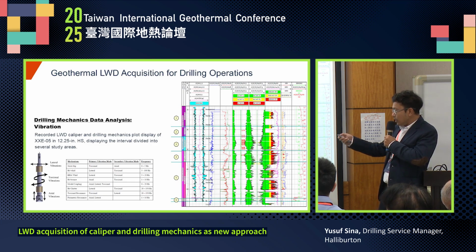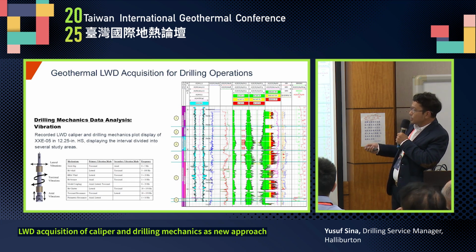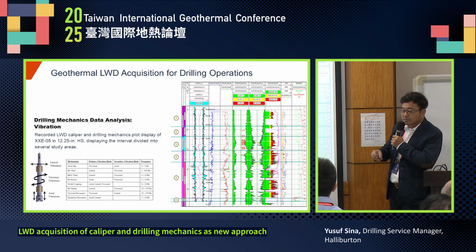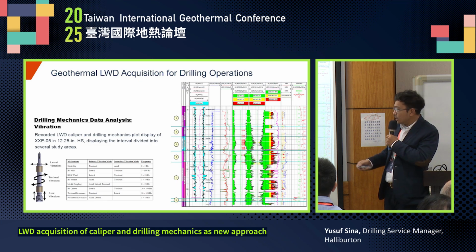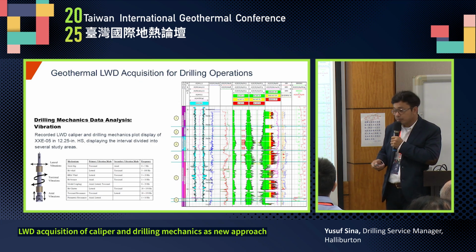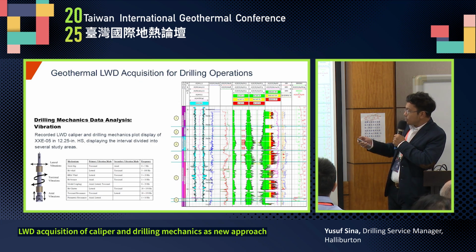We also developed our own system, which we call the traffic light system: green, yellow, and red, right? The green represents that we are in a safe condition, the vibration is quite low. The yellow is intermediate, and the red one is quite severe or high.